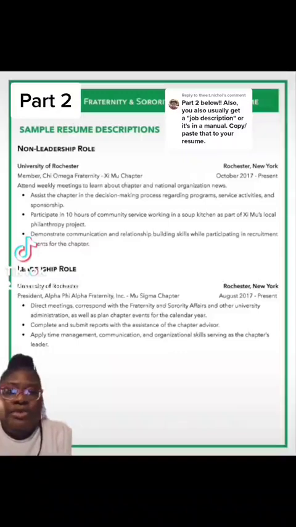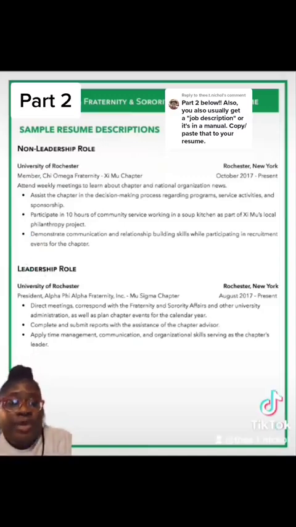a lot more because you do more than just attend those meetings. And you can also include other things that you've done as a chapter member on here as well. Now, for the next example, we used president as a leadership position.